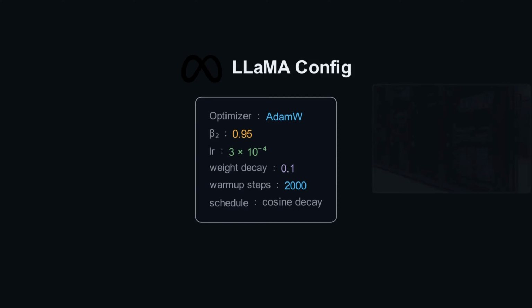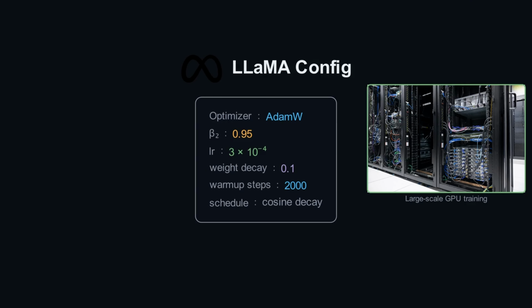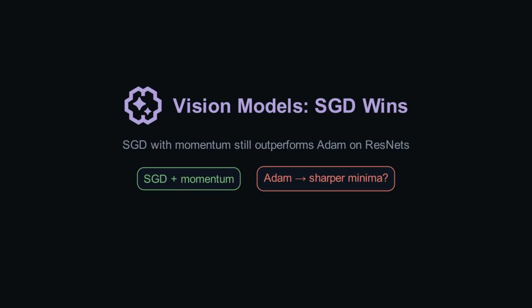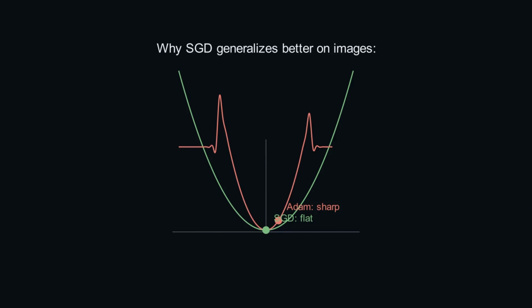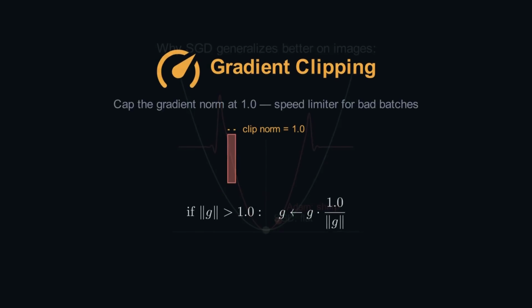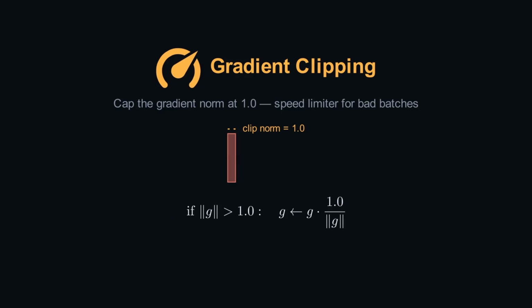LLaMA used nearly the same. AdamW, beta 2 0.95, weight decay 0.1, learning rate 3e-4 with 2,000 warm-up steps. For vision, it's different. SGD with momentum still wins for ResNets. ResNet 50 uses plain SGD, momentum 0.9, with step decay cutting the rate tenfold. Adam tends to converge to sharper minima on images, hurting generalization. Gradient clipping caps the gradient norm at 1.0, a speed limiter for rare bad batches.